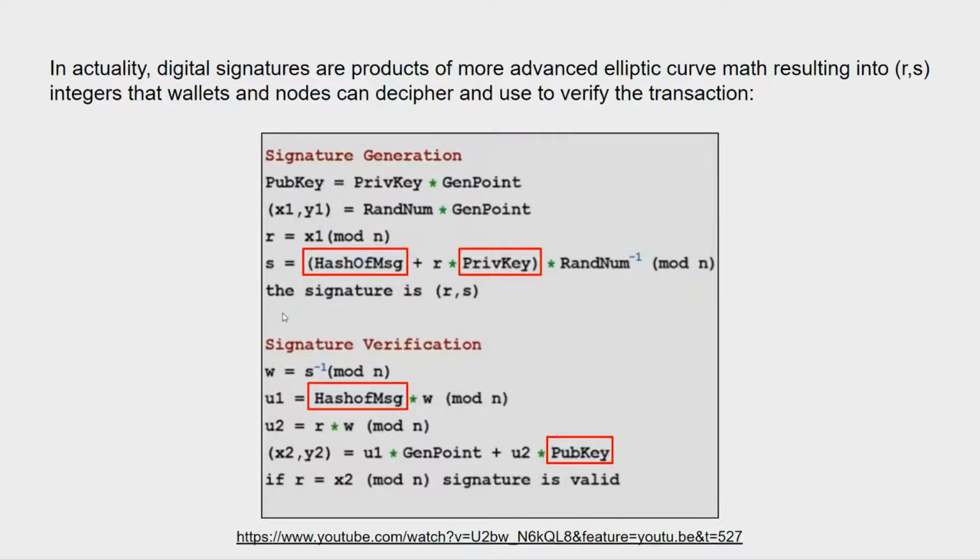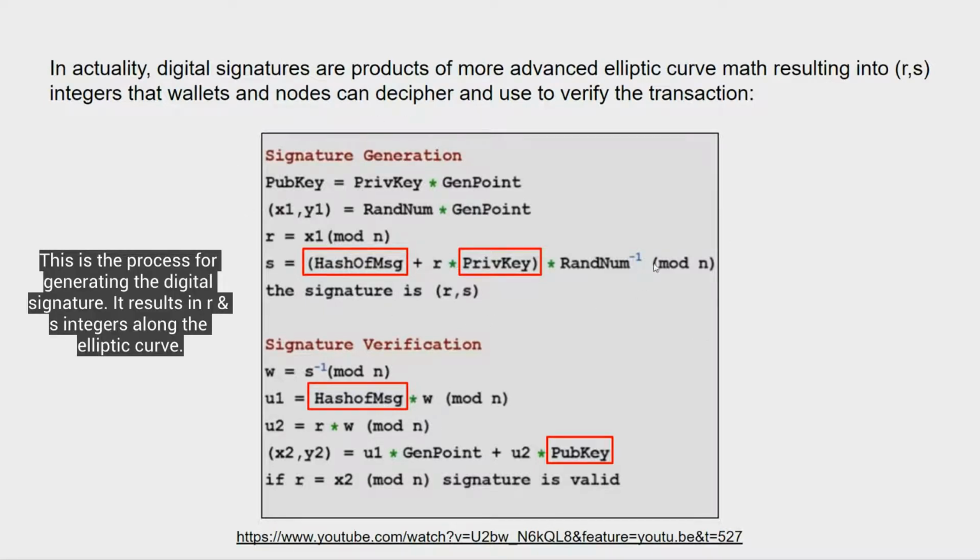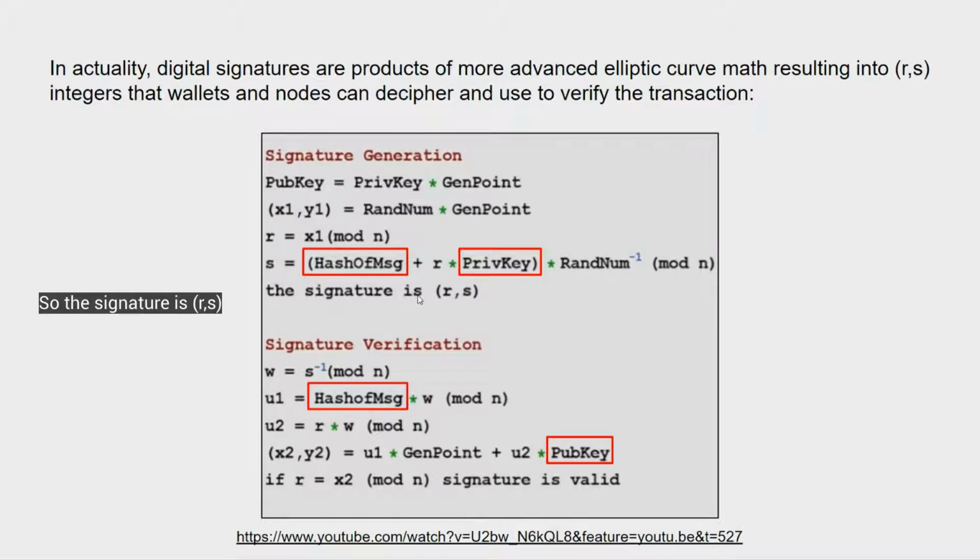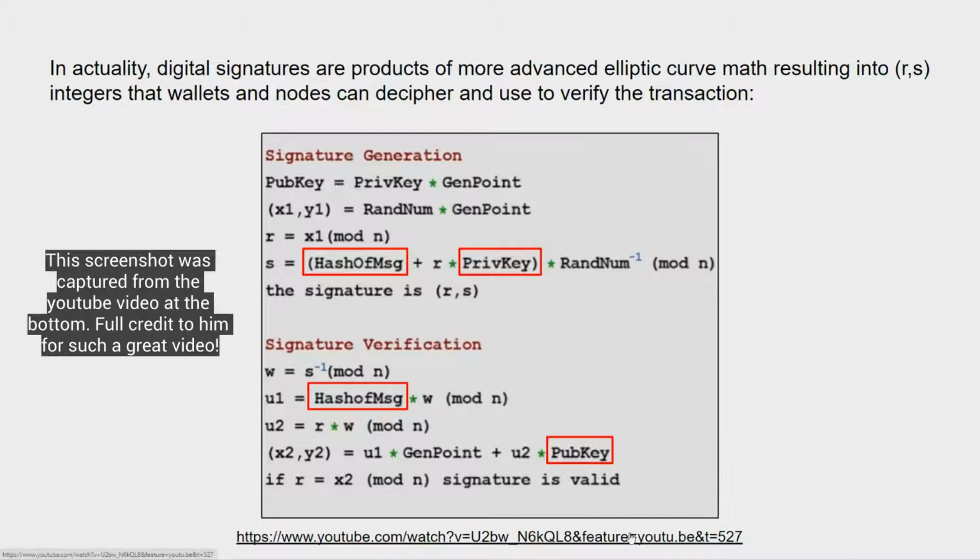So as you see here, signature generation. This is the process for generating the digital signature. Like I said, it results in R and S integers. So the signature is R and S. And to be very clear, I took this screenshot from this video. I want to give my guy his full credit.